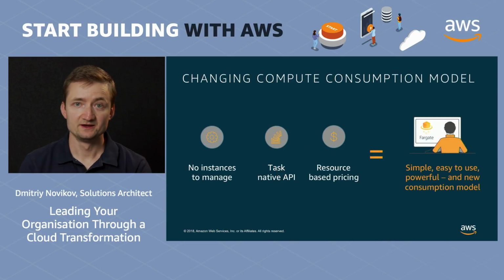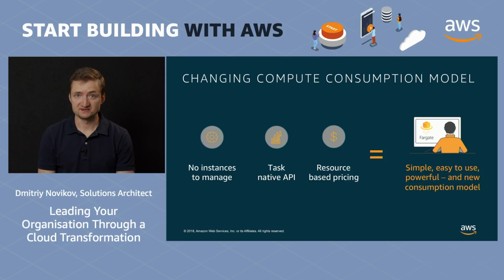With Fargate, there are no instances to manage, no more patching operating systems or runtimes. With the new Task Native API, you don't need to worry about clusters. They are there though, as an organizational, sort of a logical and security boundary, but you don't need to think about cluster utilization or auto-scaling of compute resources within that cluster.